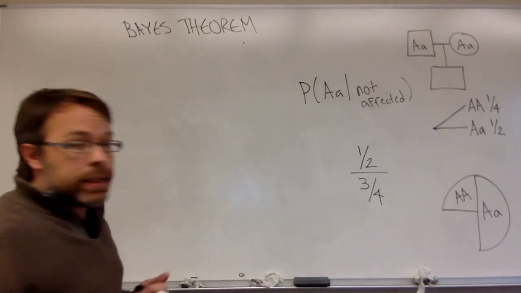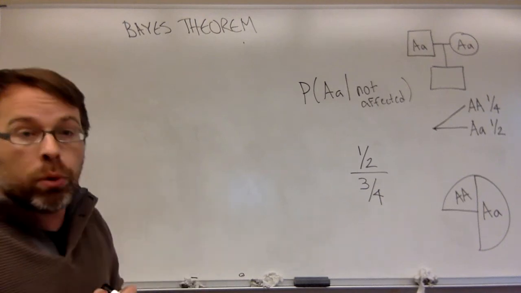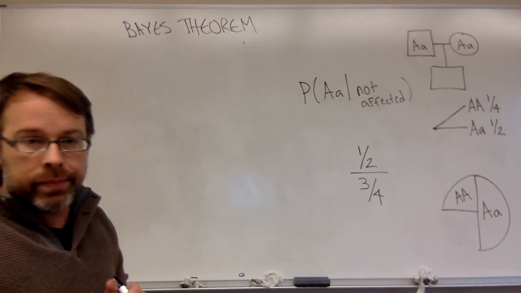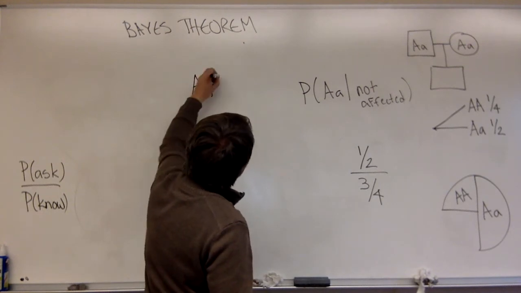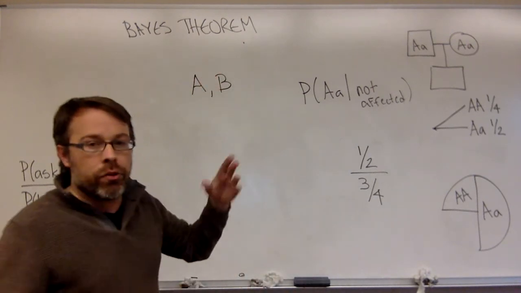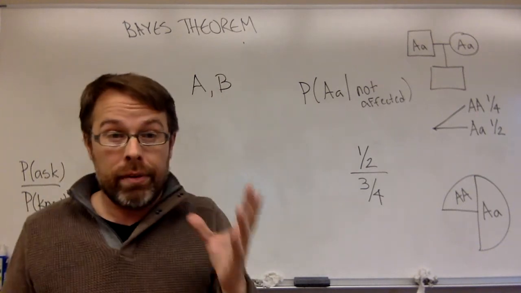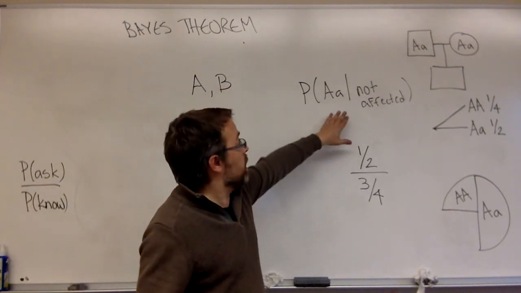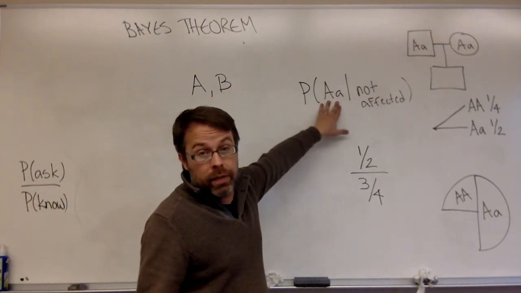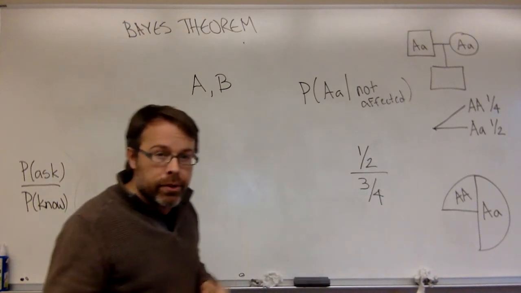Okay, so the last thing I'd like to do with Bayes' theorem is to show the most formal way of writing it. And this is generally how you'll see it. And so we're going to talk about two events, A and B. So this is confusing because we've been using big A to mean an allele, but now I'm saying A and B are both events. So an event in this case would be like the individual being big A little a or the individual being not affected. Let's see how this plays out.